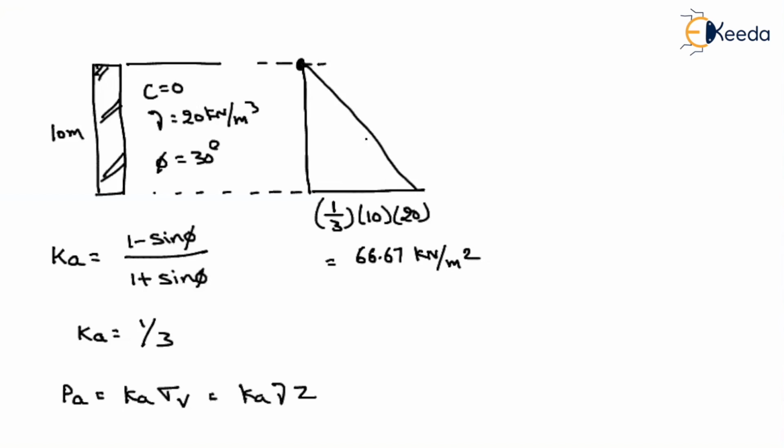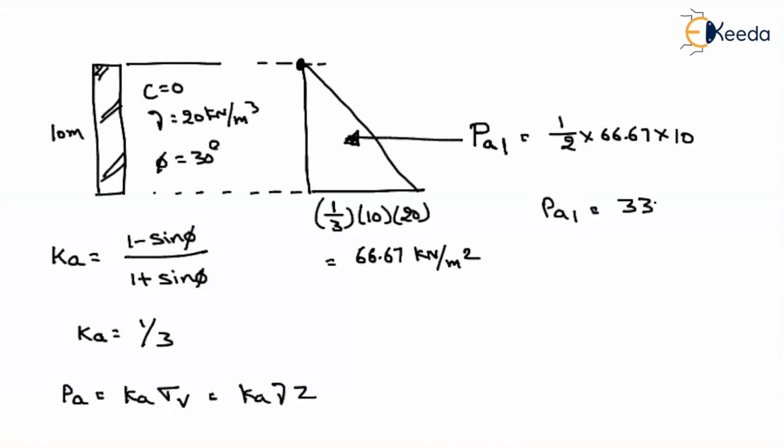Now, what about the total magnitude? Let us represent the active earth pressure in the first case as Pa1. It is in the shape of a triangle. So what is the area of this triangle? Half into 66.67 into 10. So in the first case, if you solve that equation, you will get the active earth pressure as 333.33 kilonewton per meter.